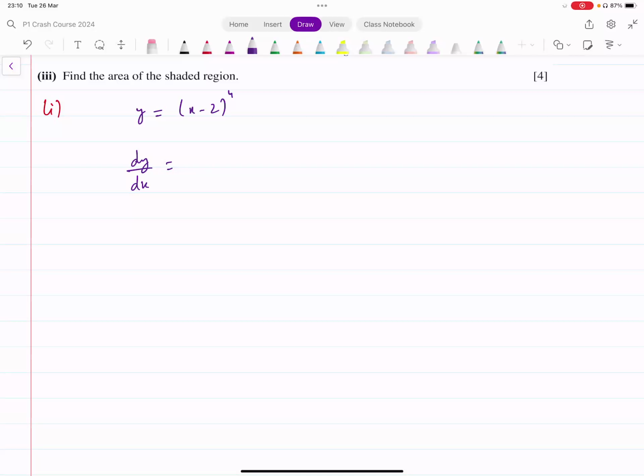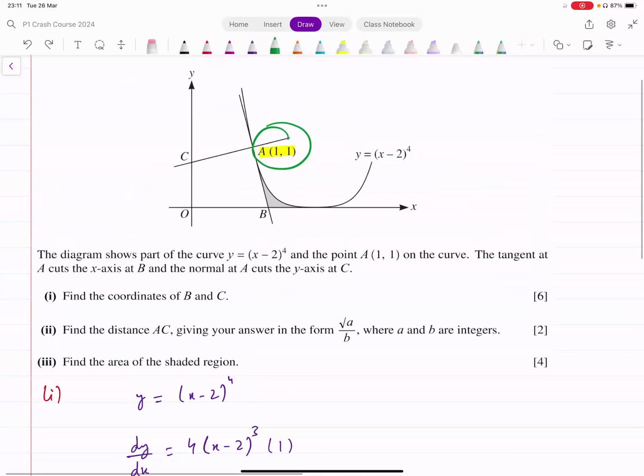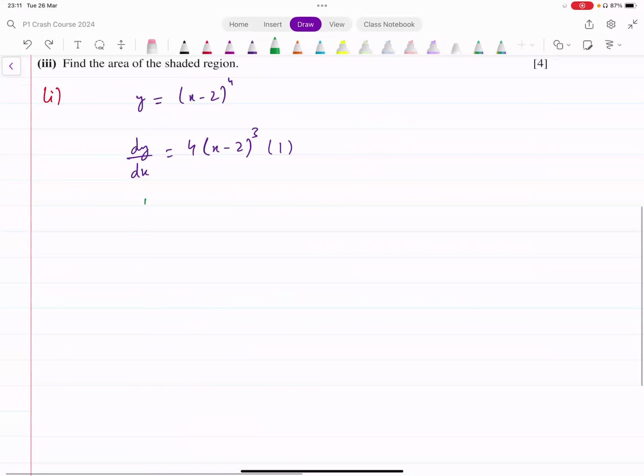What's the derivative of this? Multiply by the power 4 into (x minus 2), subtract 1 from the power, multiply with the derivative of what is inside. The derivative of x is 1. This is what the derivative turns out to be, 4 into (x minus 2) whole cube. Now, we want the derivative at this particular point. At that particular point, the value of x is 1. So we input x equals 1 there, and that gives us dy over dx equal to 4 into (1 minus 2) whole cube, which is minus 4.